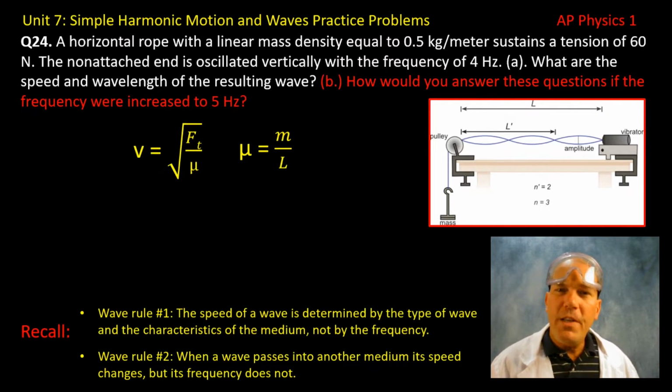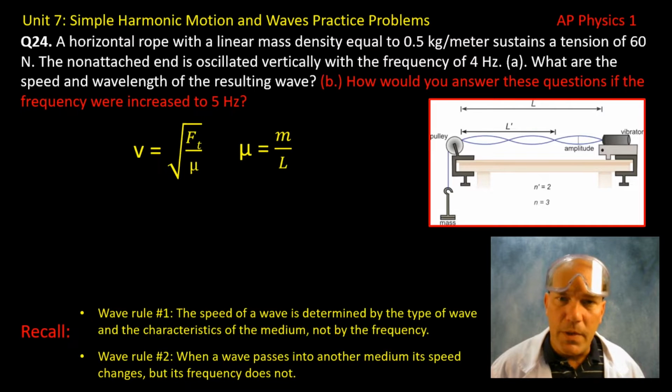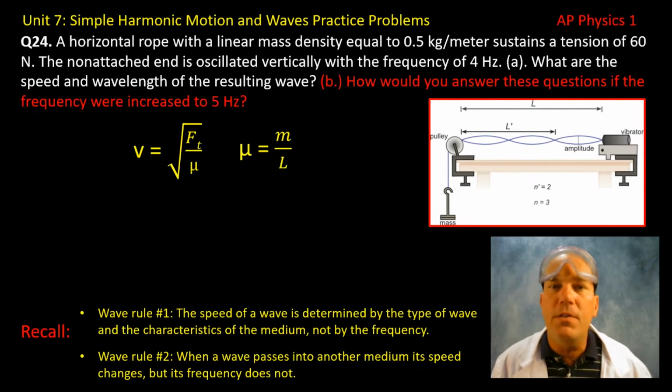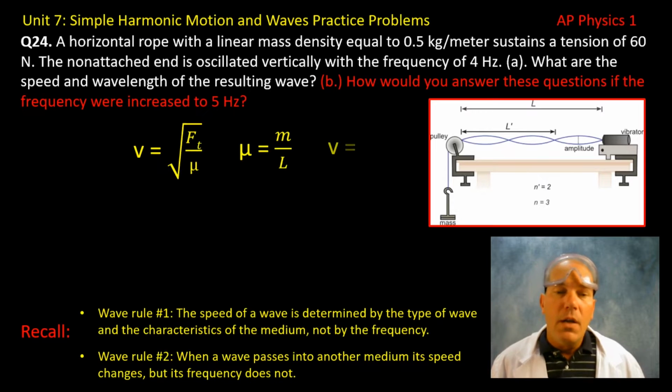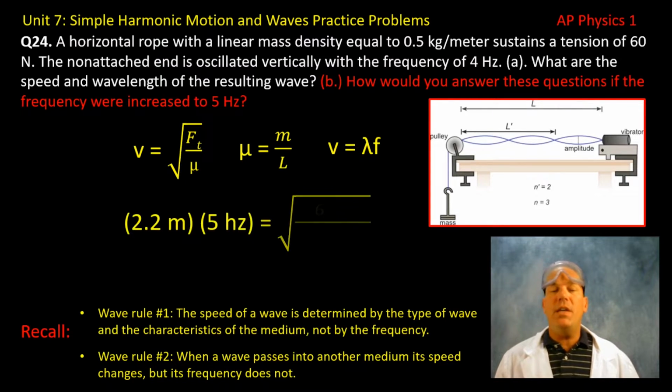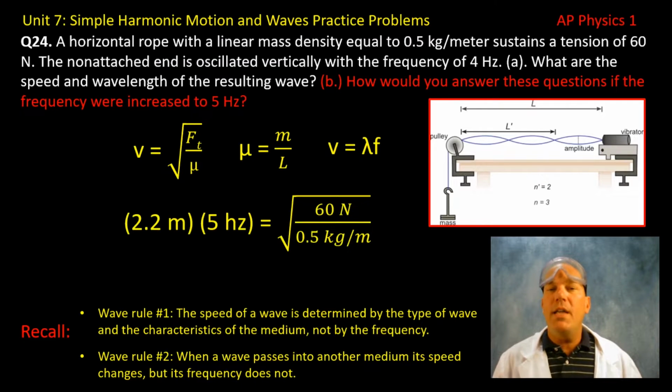However, the frequency is increased. So we're being asked, how would the velocity and the wavelength change if frequency were increased from 4 to 5 hertz? Okay, so we have our equations here that we've been using. We can go ahead and set up an expression here.